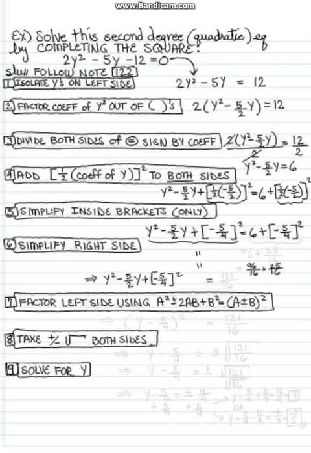Now this step takes some work. Step 6, where we simplify the right side, takes a few steps. So we bring down the left side, bring down the right side. Now look what we're going to do here on the right side: 6 plus bracket negative 5/4 squared.